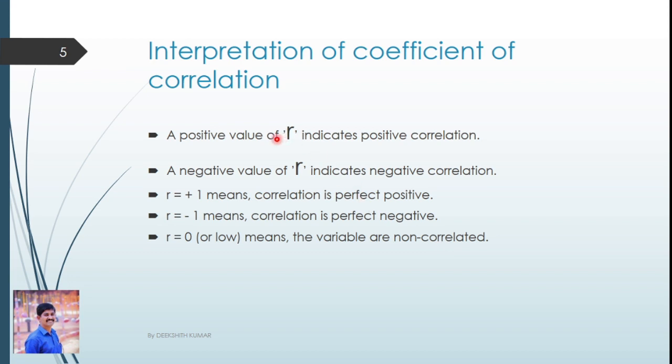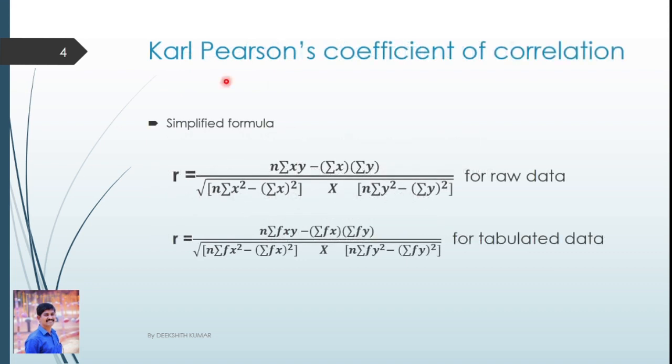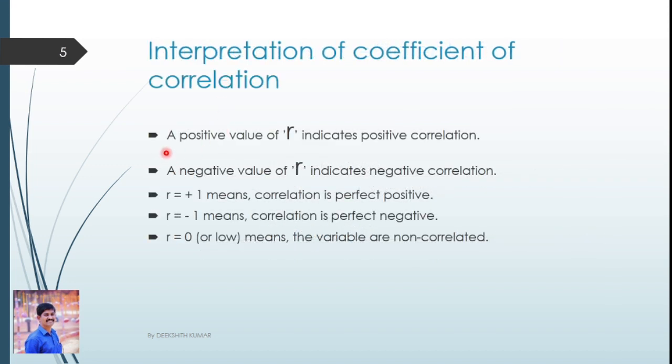Let us see the interpretation of coefficient of correlation. So now we came to know what R is. How do we interpret the results of coefficient of correlation? A positive value of R, after calculation, if you got any positive R, indicates positive correlation.